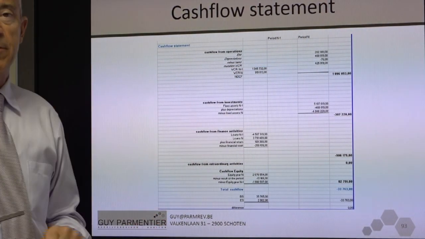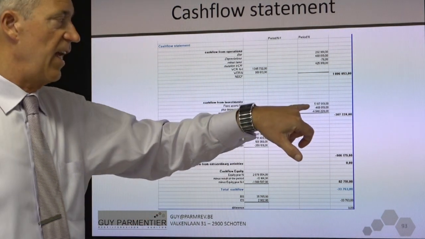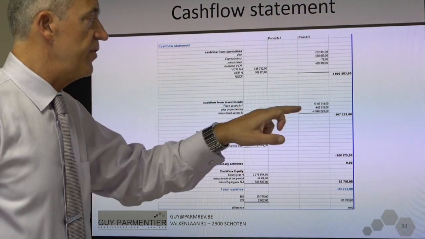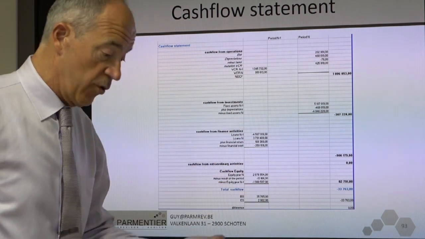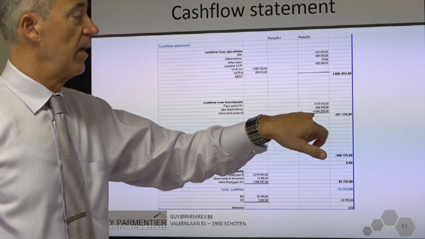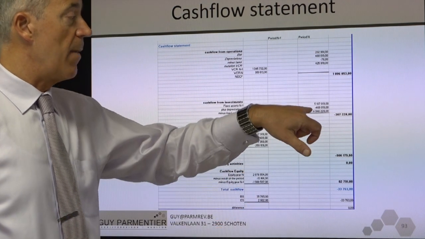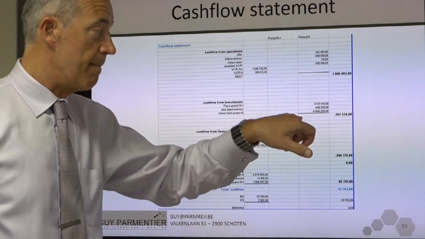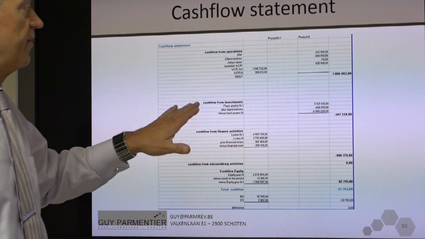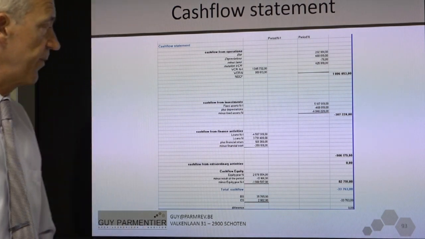Second part is the investments. Now, what are you doing? Very easy. You take your fixed assets of the last year. You add your depreciations of the book year, together with the fixed assets of the year itself. That means you take the fixed assets of the previous year minus the depreciations minus the fixed assets which are on your balance sheet of the most recent year. And then you have a cash flow from investments of minus 307,000 euros.